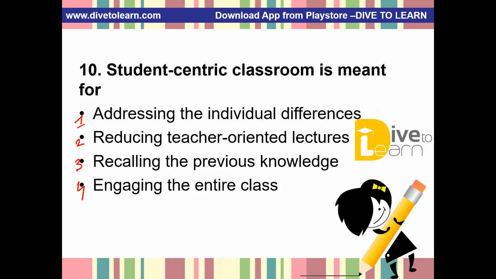B. Reducing the teacher oriented lectures. Okay. Student centric classroom. What do we understand by student centric classroom? Student centric classroom means students are at the active role, teachers are at passive role. So in a student centric classroom, we are considering each student's level of understanding. Some of us may be quick learners, some of us will be slow learners.